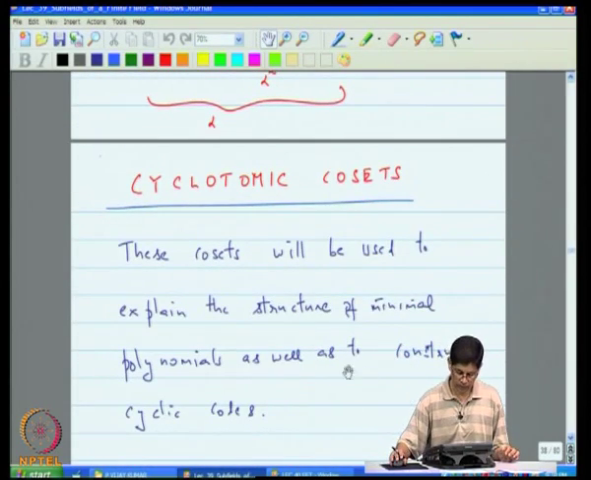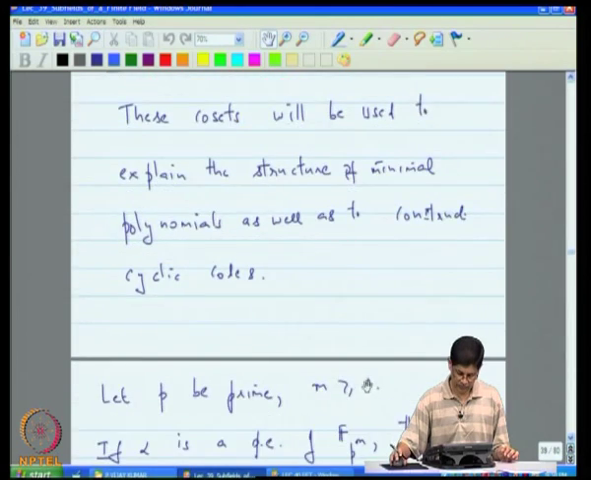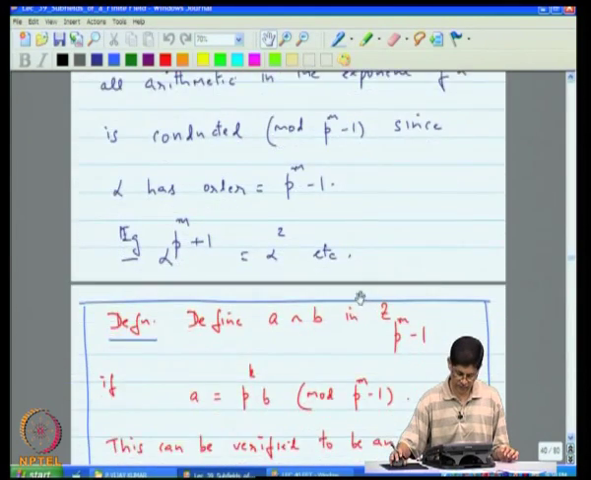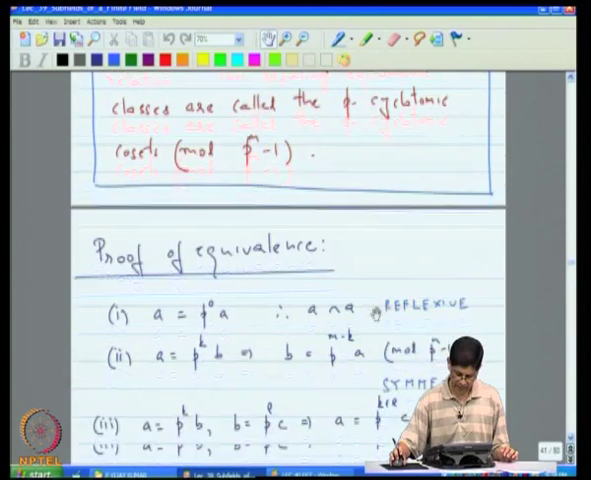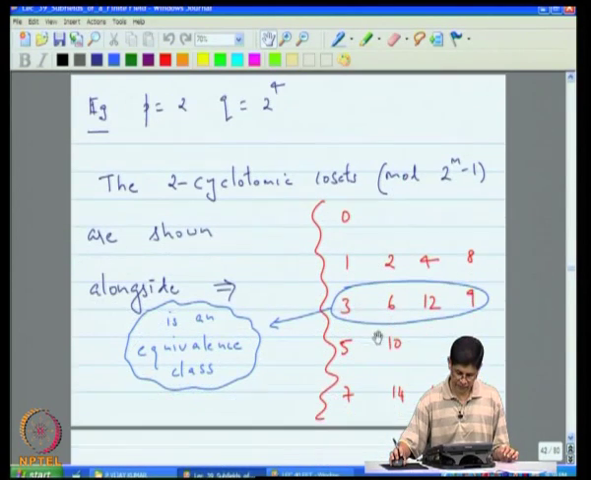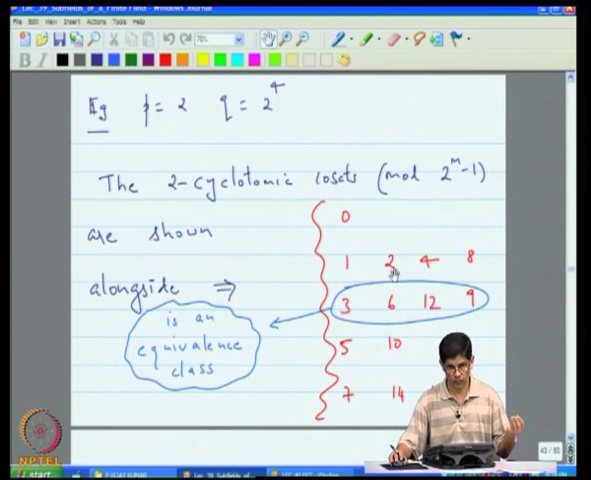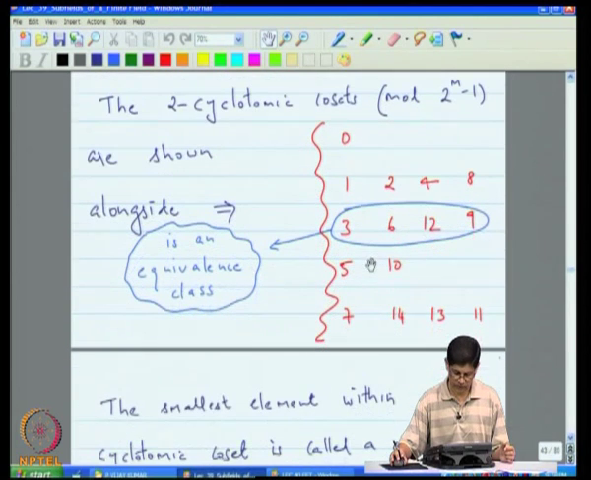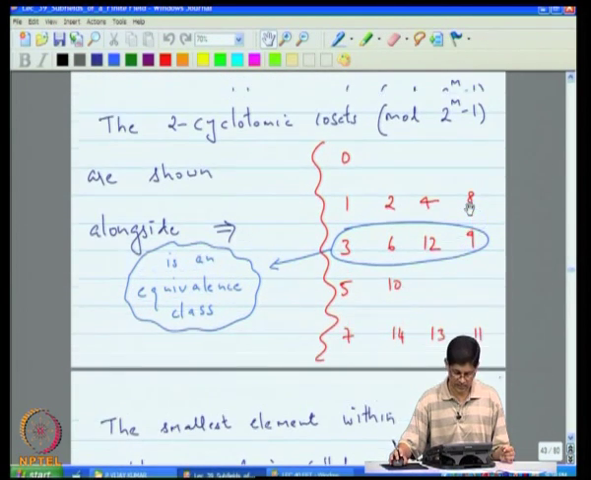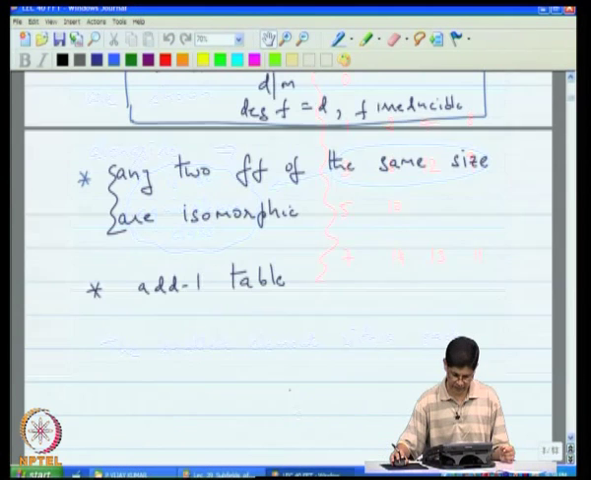Then we talked about cyclotomic cosets, and I introduced the definition, which I think is best illustrated by this example here. These are the two cyclotomic cosets mod 15. Basically, anything in which A is 2 to some power times B, then they are equivalent. So 1, 2, 4, 8, 16 mod 15 is back to 1. These are the cyclotomic cosets. They are basically equivalence classes under the corresponding equivalence relationship.